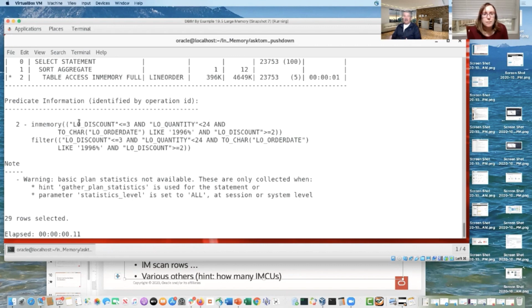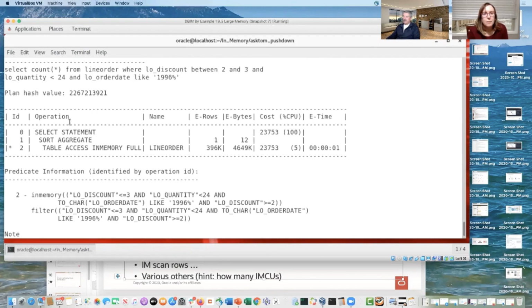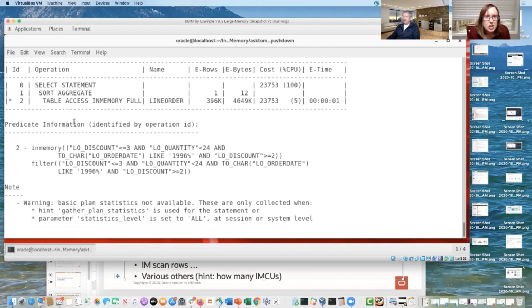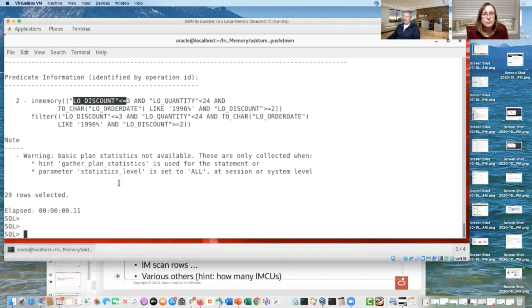So the optimizer has the ability to transform statements, essentially rewriting certain filter predicates to make them more efficient. Yeah, you're right, that's what it's done here. It primarily just changed the between 2 and 3 to greater than or equal to 2 and less than or equal to 3. Right. And then it uses that to push into the query.